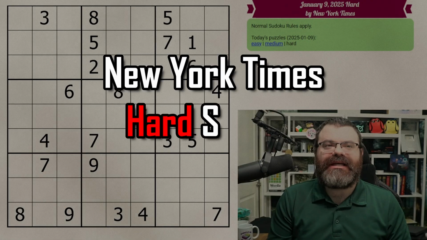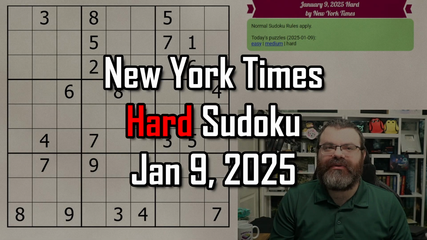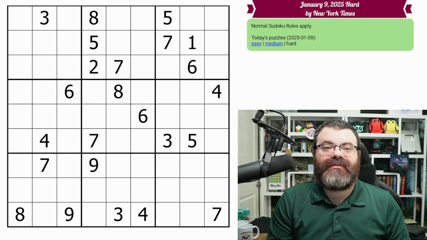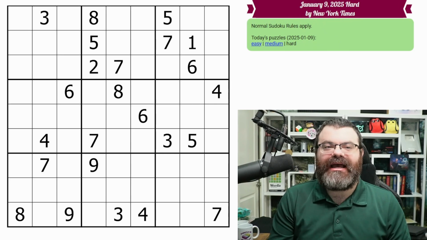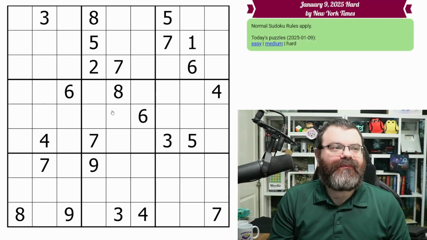Hello, let's do the New York Times Hard Sudoku for January 9th, 2025. There's a link in the description if you'd like to try the puzzle yourself, and I'm going to get started right now. I have this 3 here.